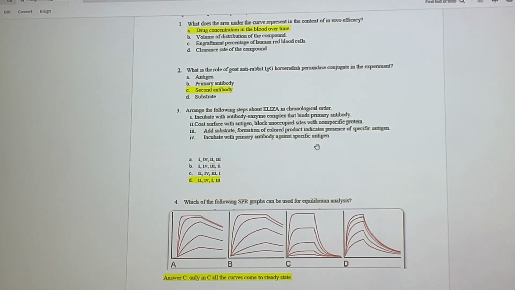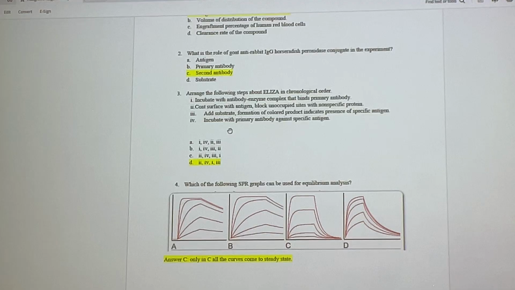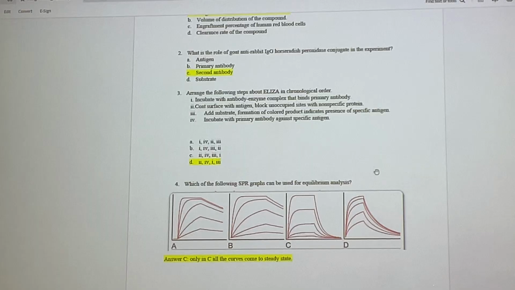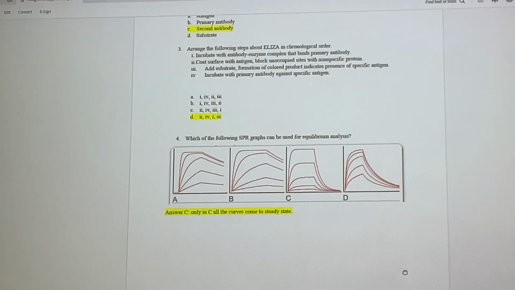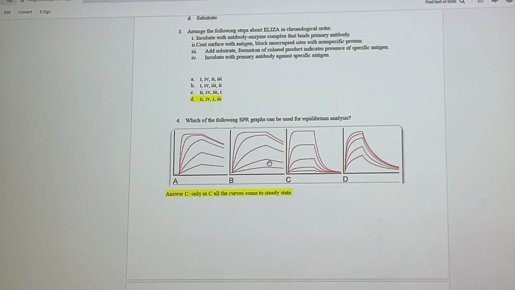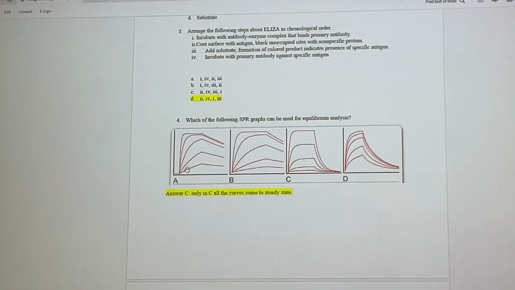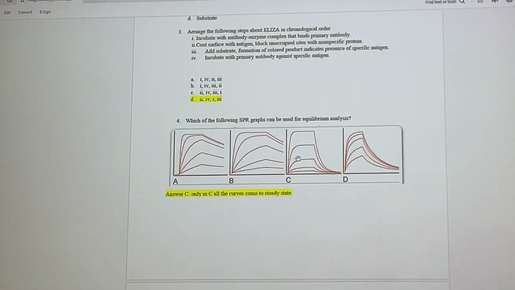confusion about this? Okay. So the third one should also be quite intuitive if you understand how ELISA works. So this is the order that we should follow to do the ELISA experiment. Okay? I think that should be no problem. And then it asks about the SPR graphs. So those are all examples of certain SPR experiment data.